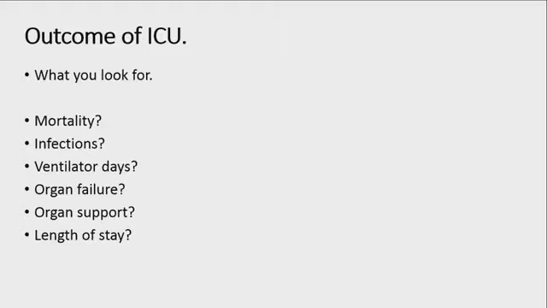What is an outcome? In ICU, we monitor outcomes, and outcome is what we look for. Generally, we look for mortality, infection rates, ventilator days, organ failures and organ supports, length of stay, and so forth. But all these outcomes begin in the intensive care unit and end there. But the patient doesn't stop here. The patient goes back to the wards, to special care, high dependency, then general wards, then they go home and to the society.